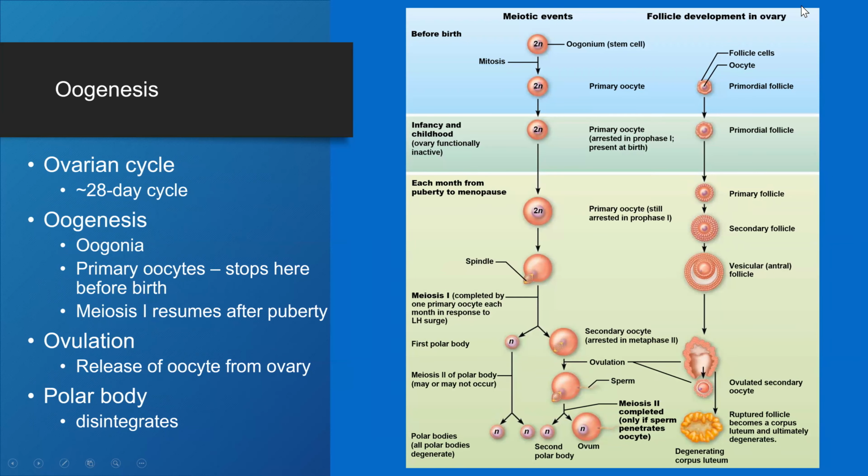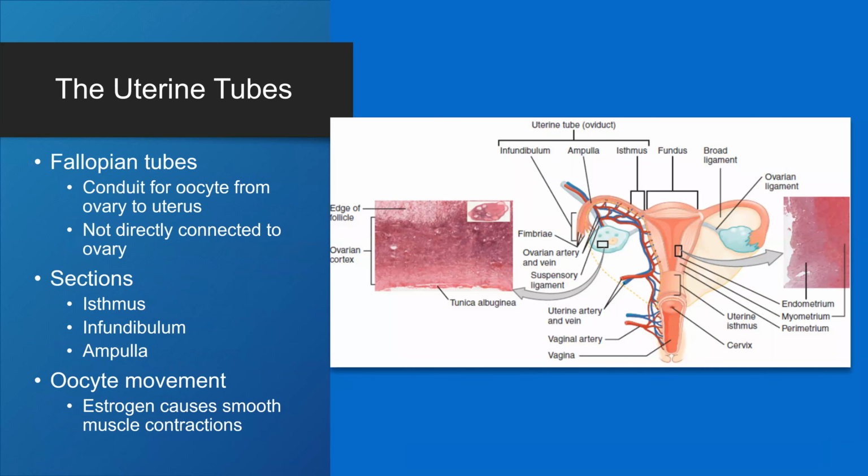So here's our ovarian cycle. It pretty much tells us about development of the egg and the follicle, because the egg will be inside the follicle. I apologize, but this is for the physiology part.